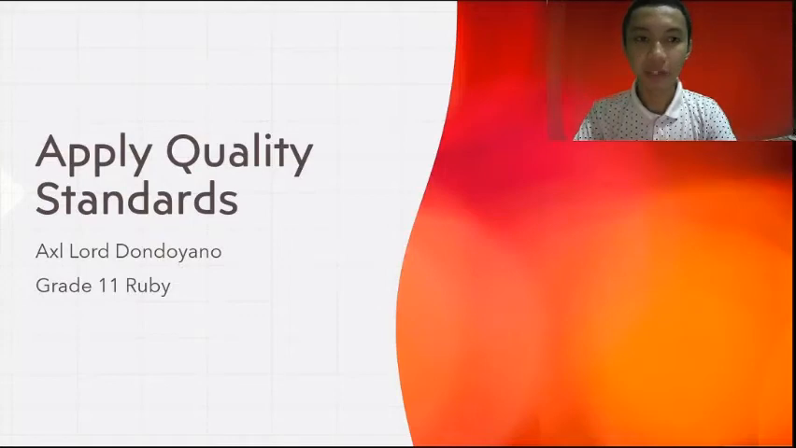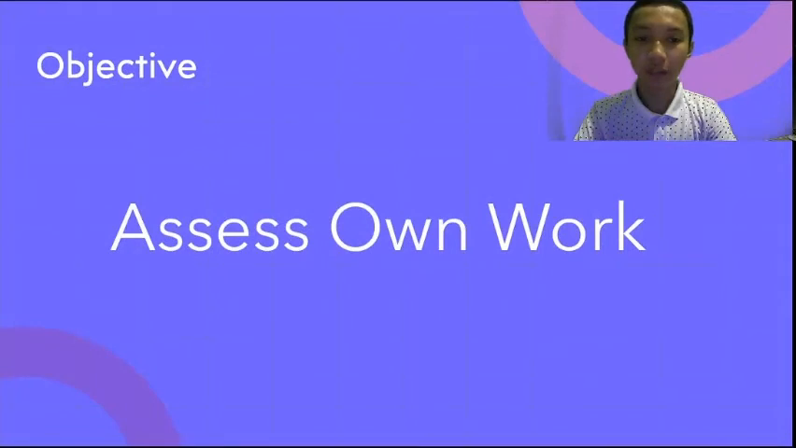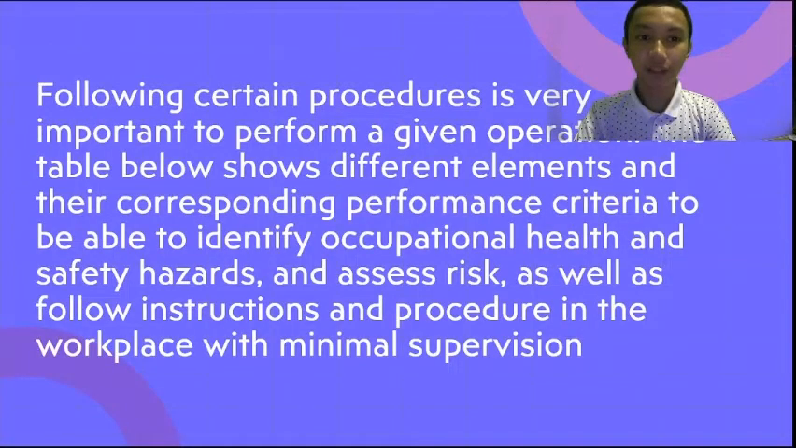My topic for today is applying quality standards. Objectives: assist on works. Following certain procedures is very important to perform a given operation. The table below shows the different elements and their corresponding performance criteria to be able to identify occupational health and safety hazards and assess the risk, as well as follow instructions and procedures in the workplace with minimal supervision.